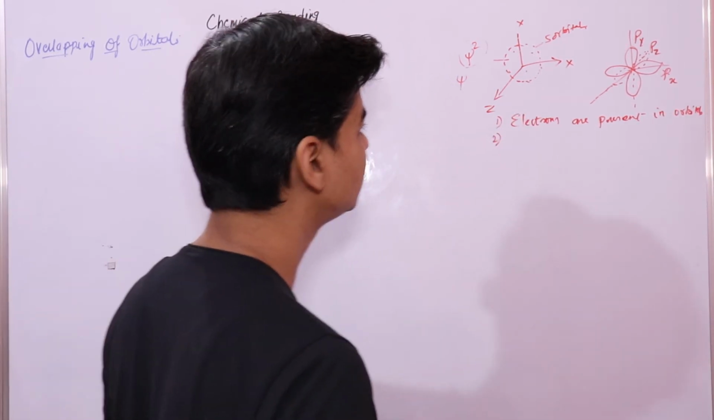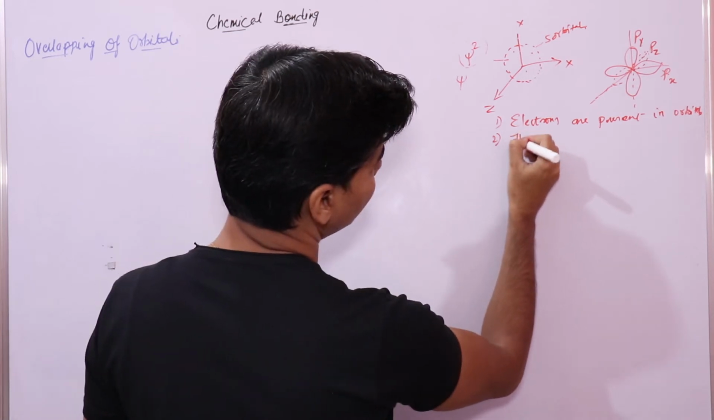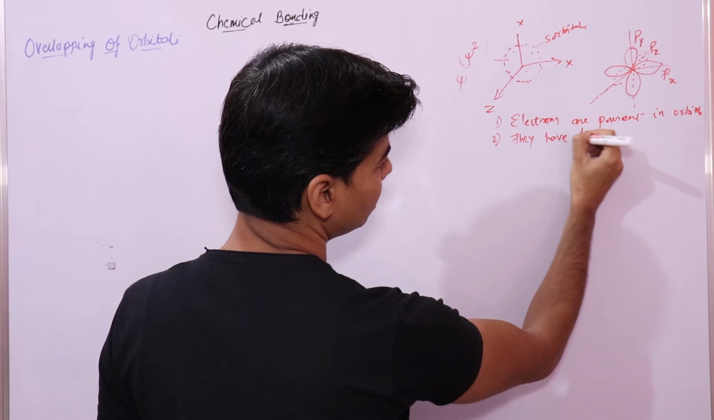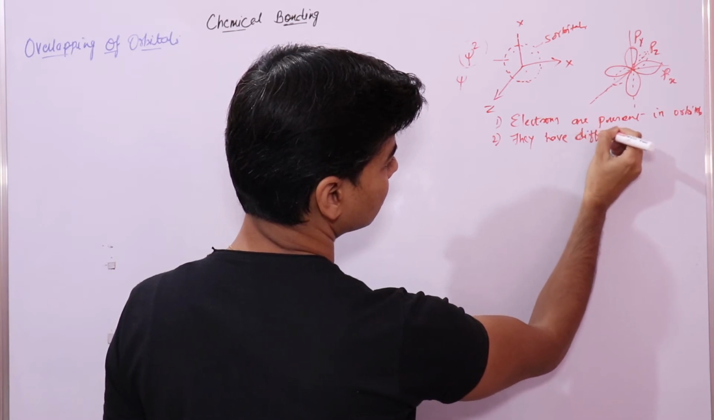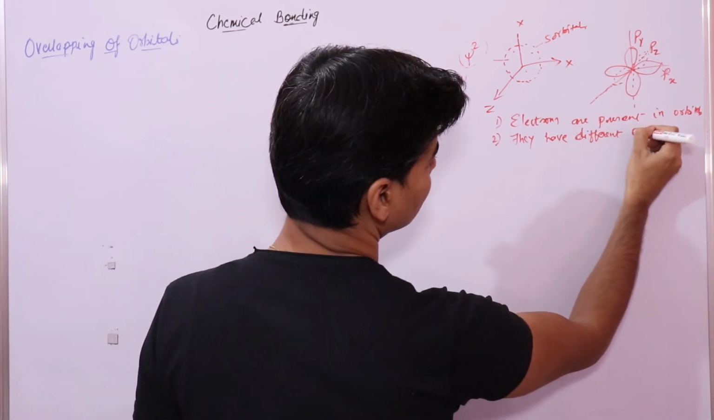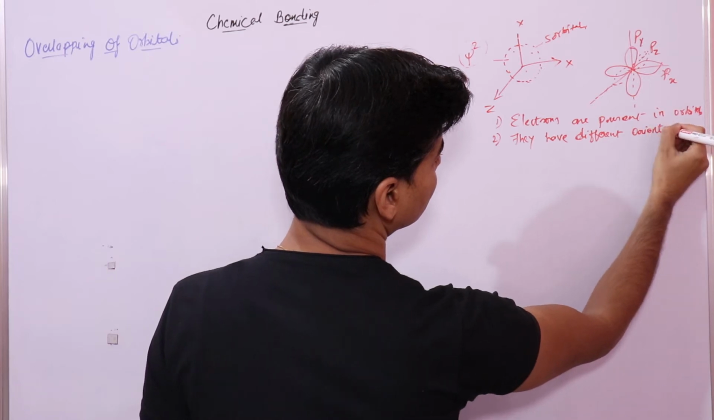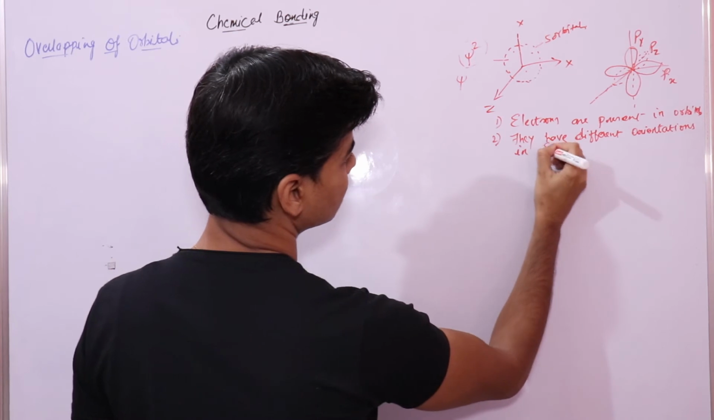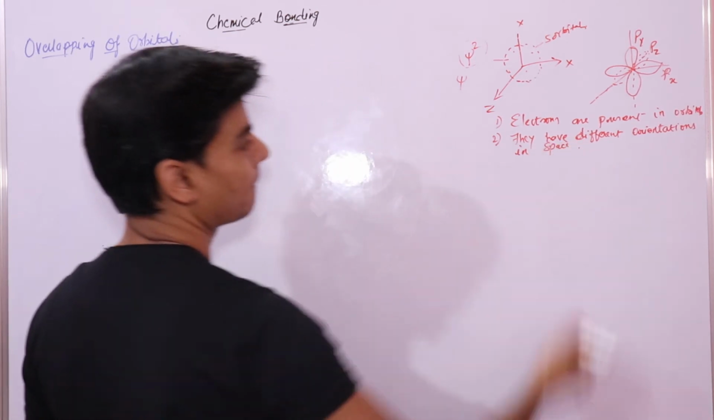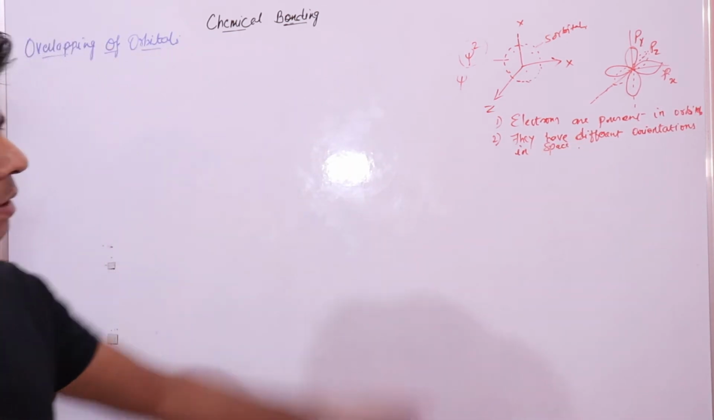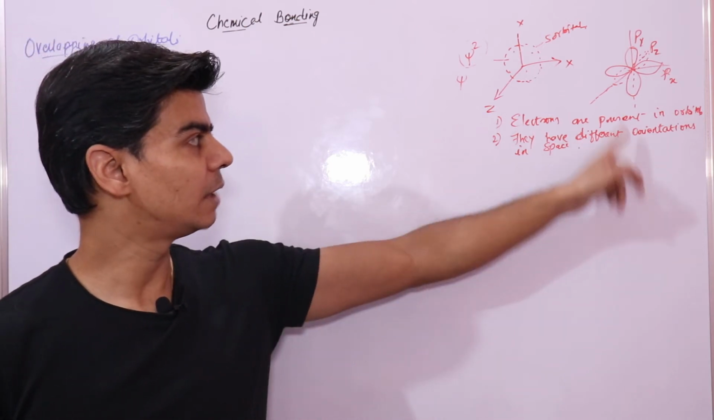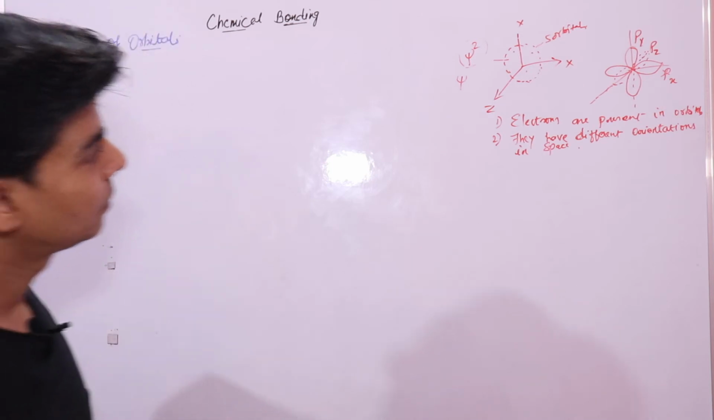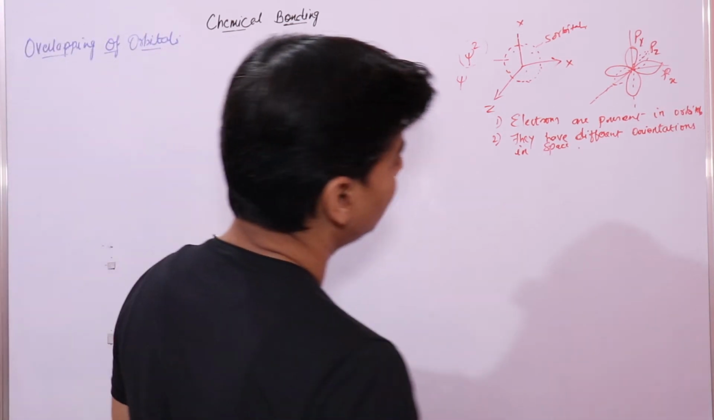The second important point is that these orbitals have different orientations in space. Electrons are present in orbitals and they have different orientations like x, y, z, px, py, pz axes.